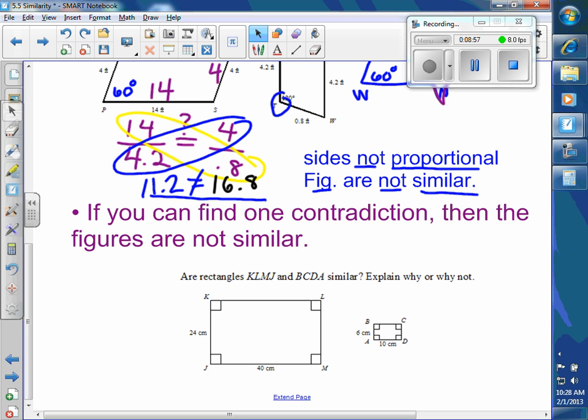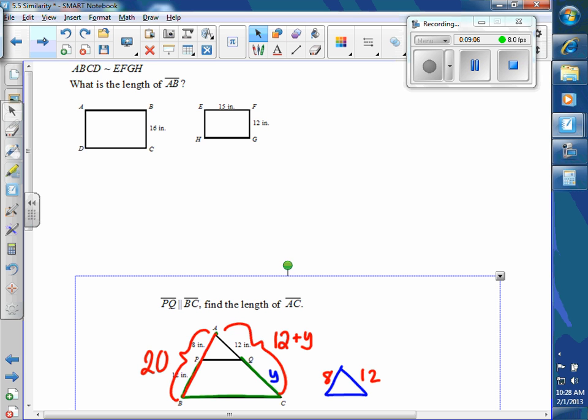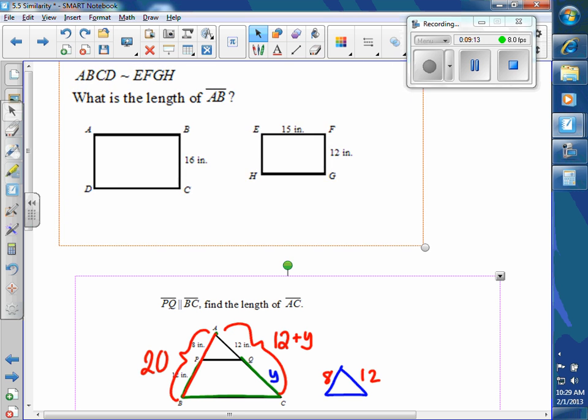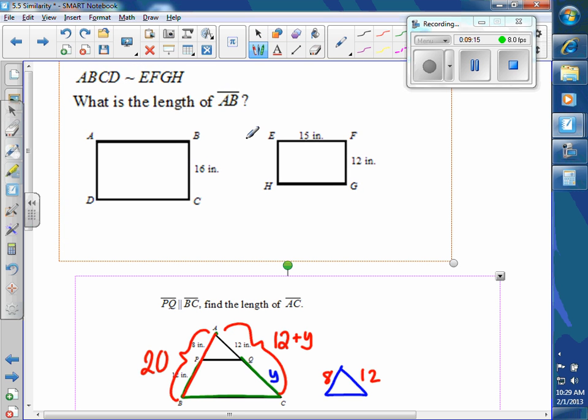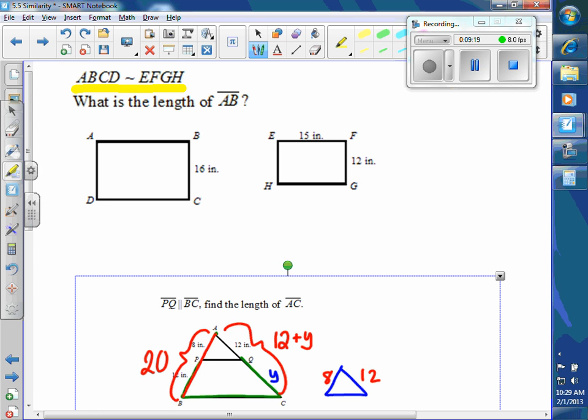On the next problem, I'm going to skip this bottom problem because we've done an example like that, but on this next page, the next thing you're going to be asked to do in your homework is find a missing length. Here, this little symbol, remember, means similar.